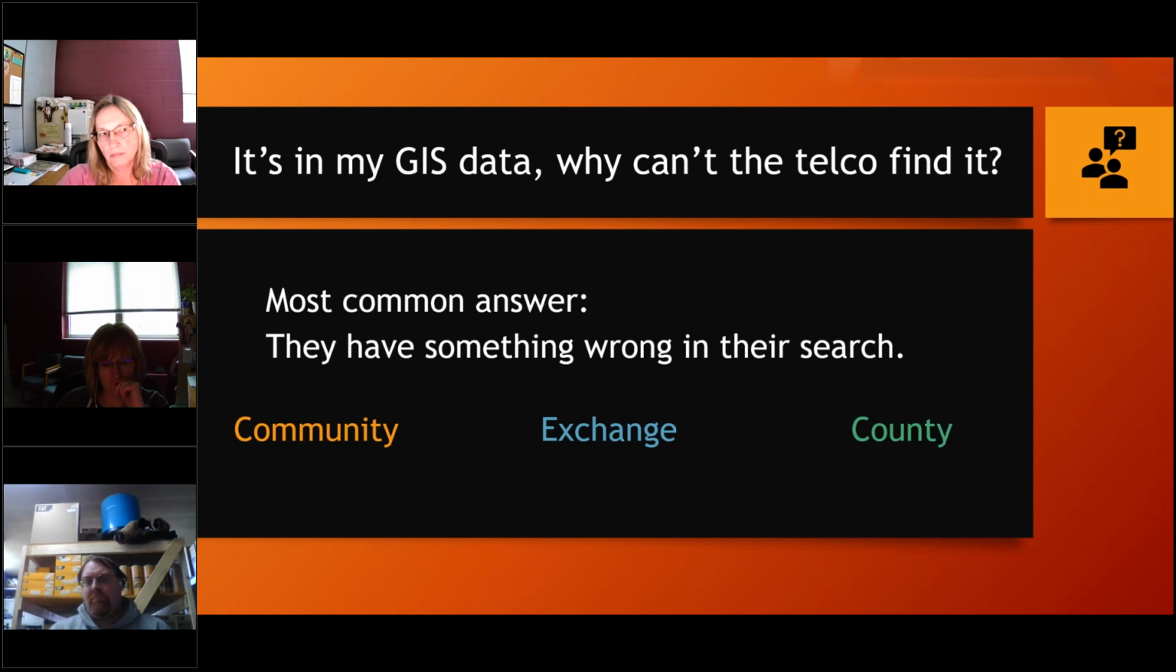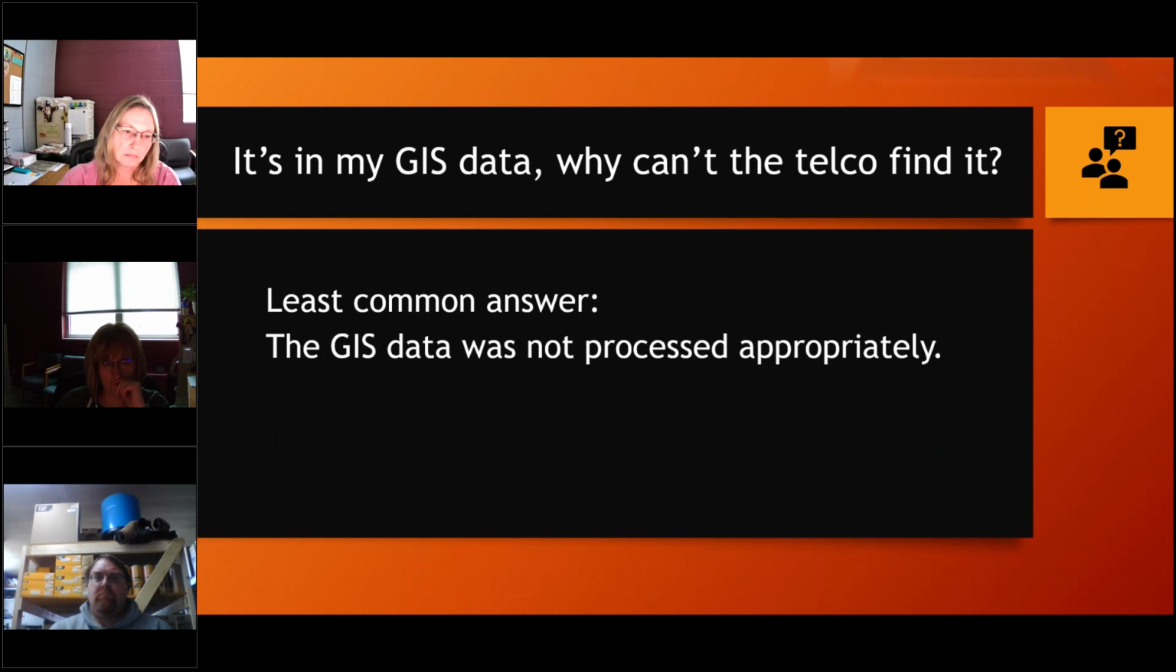And that is my question as well. What exactly are you searching for? Because usually if you just pop those three fields out, you'll find it. That isn't 100% of the time though. The least common answer to that question, but still occasionally the answer, is that the GIS data was not processed appropriately. And I want to give you guys an idea of why that happens.